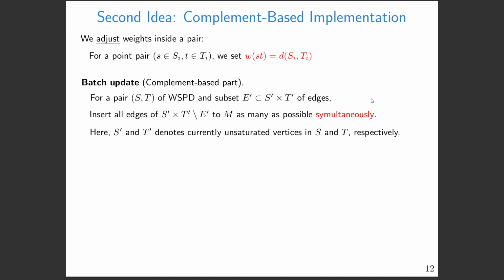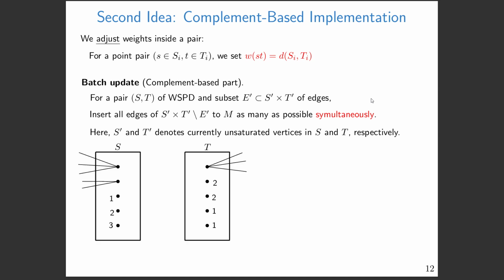The key technical function is the batch update. Given a pair of the WSPD, suppose we know a subset S prime of T prime, which are currently unsaturated vertices. Here, unsaturated means its degree caused by matching edges is strictly smaller than the degree demand f(v). And suppose we know a subset E prime of those edges. Then batch update will insert all edges of S prime T prime minus E prime, as many as possible, simultaneously.